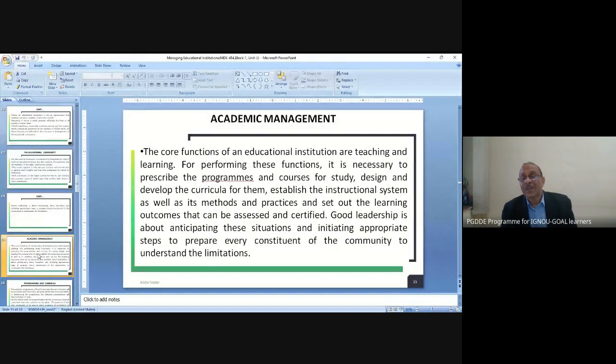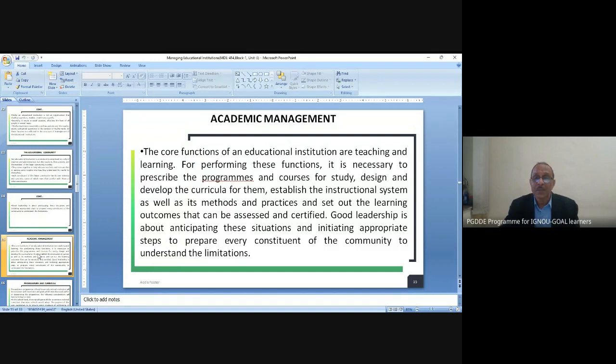Your programs have relevance to the present day job market. Your programs are relevant to society's welfare, government welfare. So these are the relevance of the programs of study, and the institution has to design and develop the curriculum accordingly, establish a good instructional system. So you have a good program, but your instructional system is not good, that may not be effective.